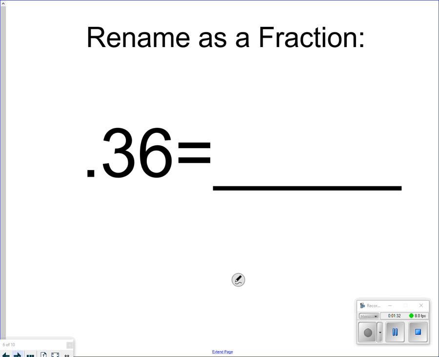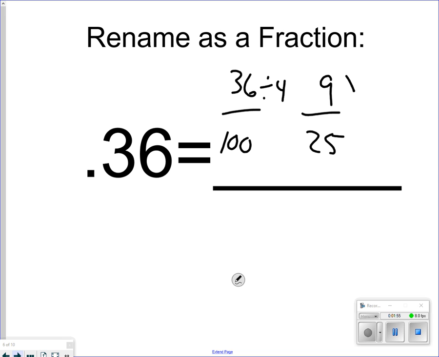Rename as a fraction, we have 0.36, which would be 36 over 100. Think what number can go into both 36 and 100. I know I could divide them by 2, but I can also divide each one of these by 4. 36 divided by 4 equals 9. That's why it's important to know your math facts, kids. And then 100 divided by 4 equals 25. So 9/25 is my fraction.